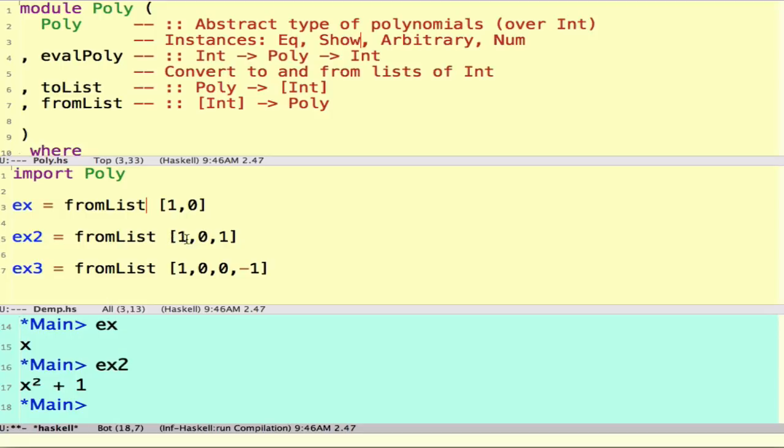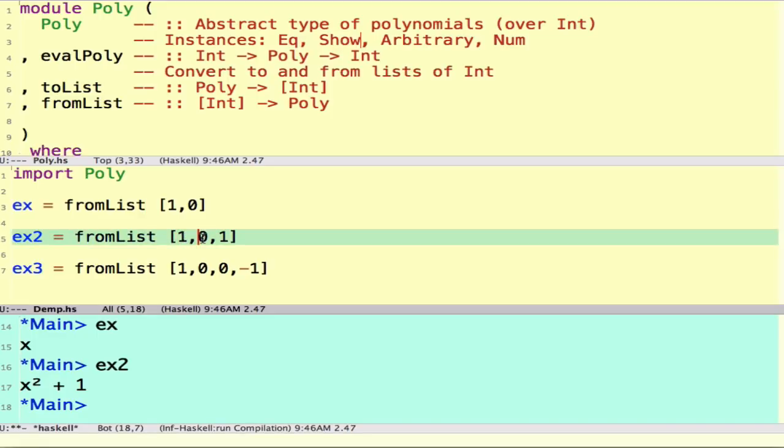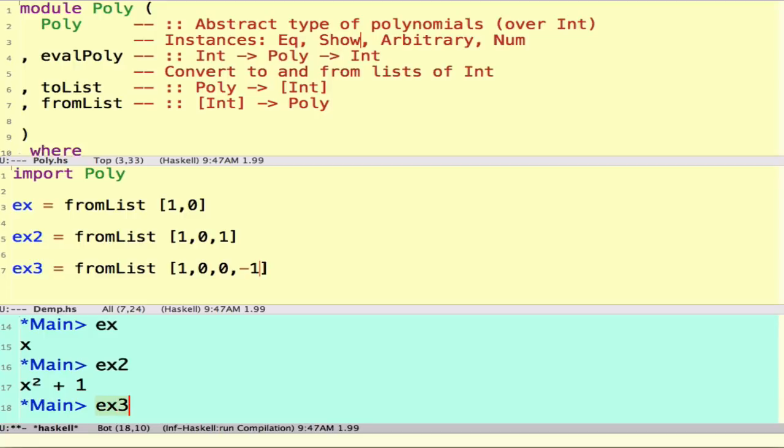So ex2 has a 1 in the first place, 0, then 1. So this means 1 times x squared plus 0 times x plus 1, which is x squared plus 1. So now if you look at this example, you should be able to guess what this will give you, namely an x cubed, no x squareds, no x's, and a minus 1. So let's try that out, ex3. And indeed, it prints out nicely as x cubed minus 1.